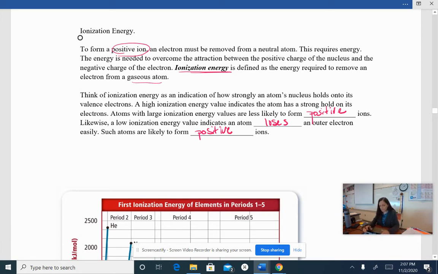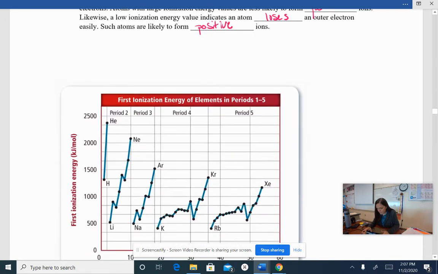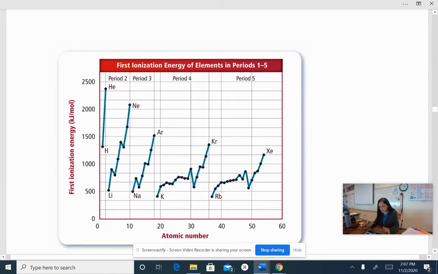ions. So let's look at our trend here. Now I want you to look at each of these lines. We do have things for each period. So here we have period 1, we have hydrogen to helium. We have period 2 in this group, lithium to neon, and period 3. So remember, the periods are the lines that go across the periodic table. They are the rows.